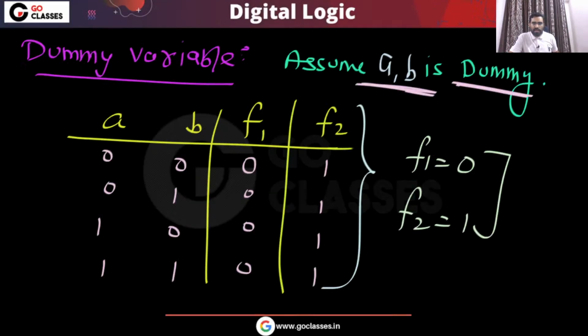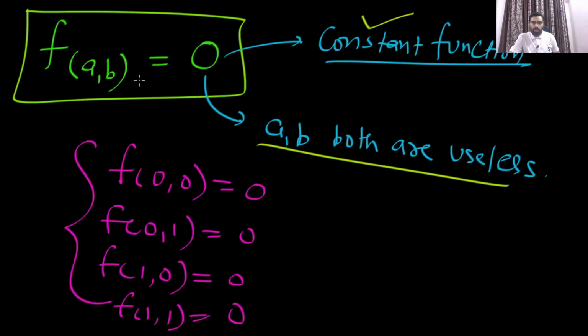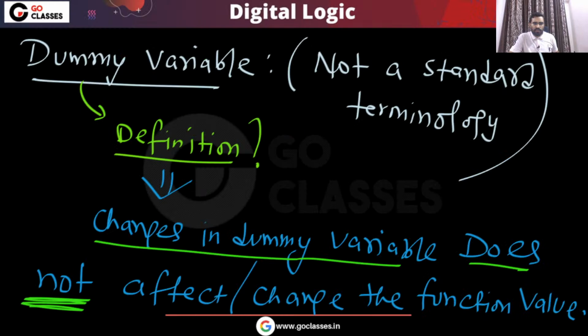Is this clear? So if all the variables are dummy, it simply means that only two functions you can create, constant functions: function 0, function 1. Only these two functions you can create if all the variables are dummy. You can notice in this function A comma B are useless. This function does not depend on A comma B. So this is the definition of dummy variable.